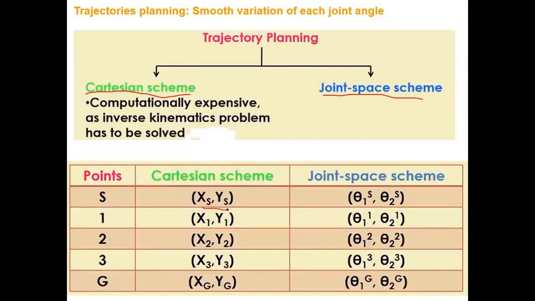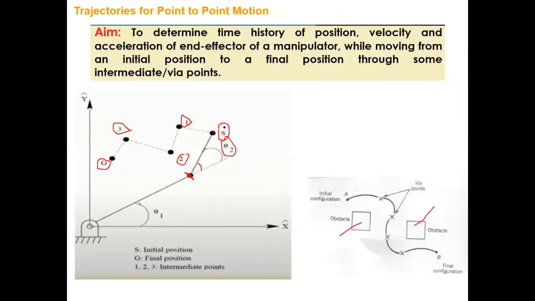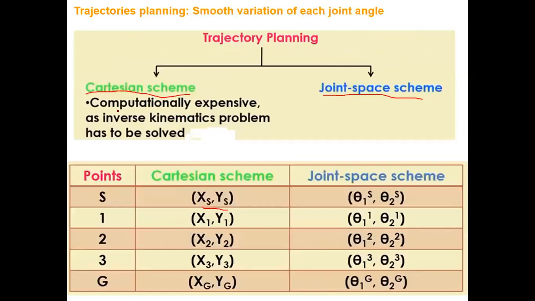That's the starting point. If you see here, what is the coordinate of S? The coordinate of S is xs, ys. Similarly, the coordinate of G is xg, yg. Similarly, these points also have similar coordinates. So these are the coordinates for each of the points in the Cartesian system.